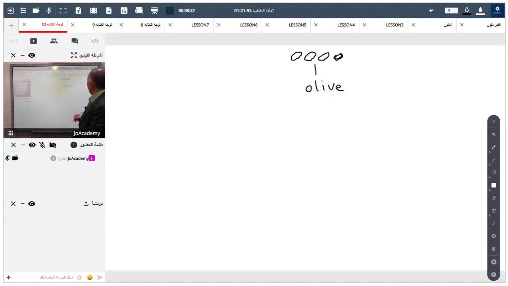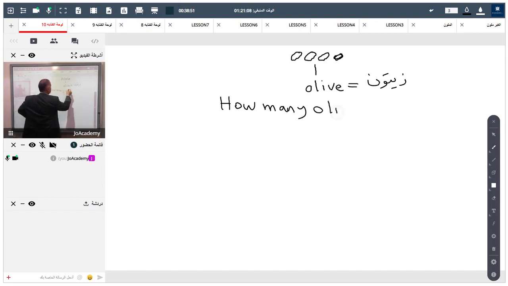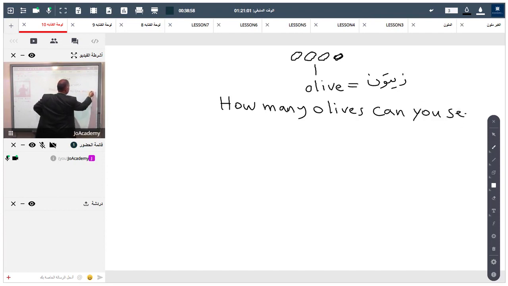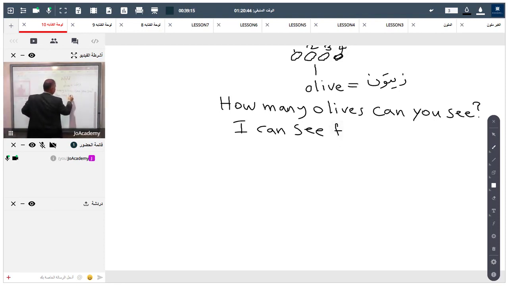Olive. Olive means in Arabic. How many olives can you see, or are there? I can see 1, 2, 3, 4. 4 olives.